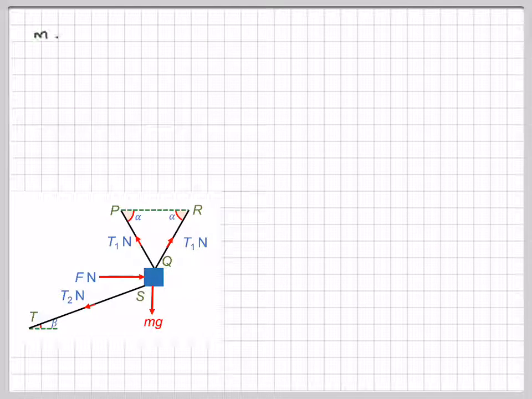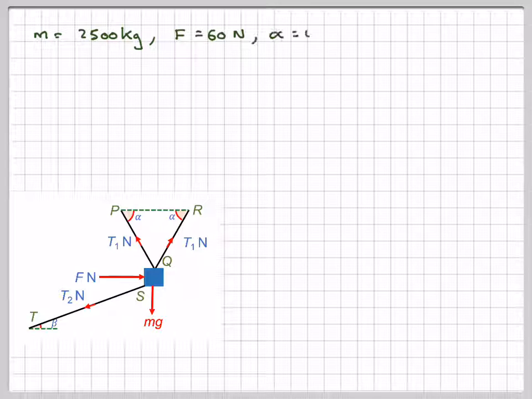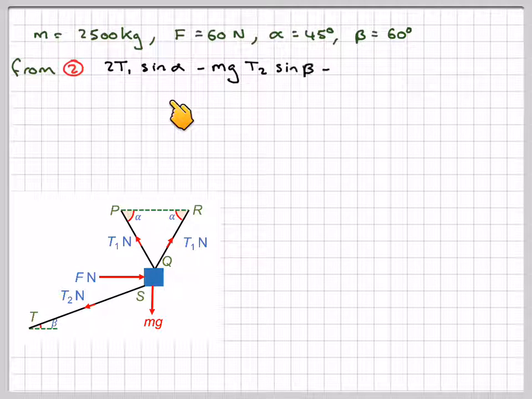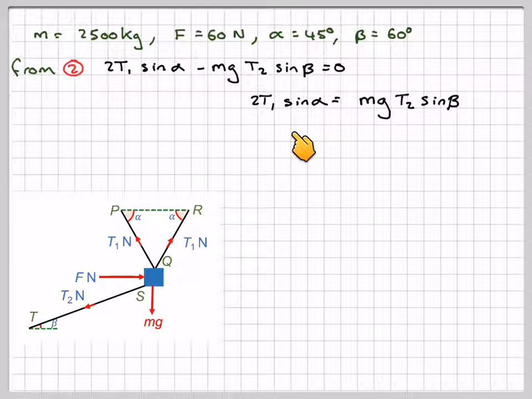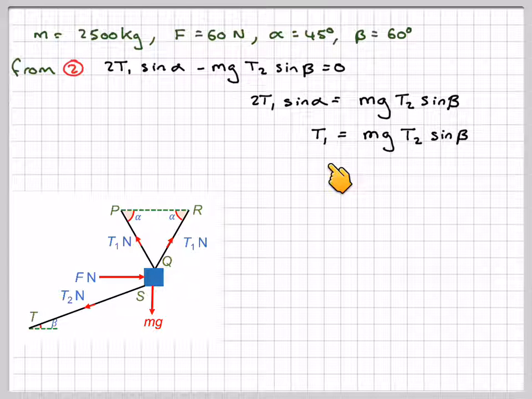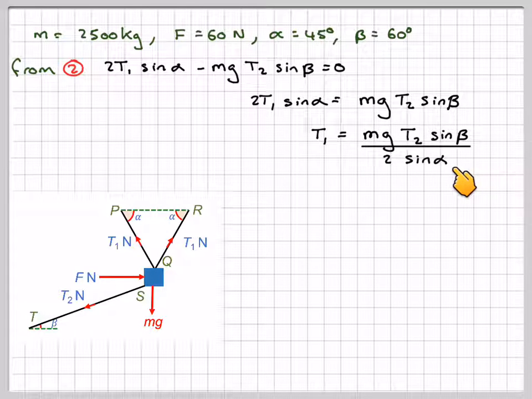Keep the diagram there for clarity. Same information again. M is 2,500, F is 60, alpha is 45, beta is 60 degrees. So from equation 2, which is 2T1 sine alpha minus mg minus T2 sine beta is equal to 0, then 2T1 sine alpha is equal to mg plus T2 sine beta. So T1 will be mg plus T2 sine beta divided by 2 times sine alpha.